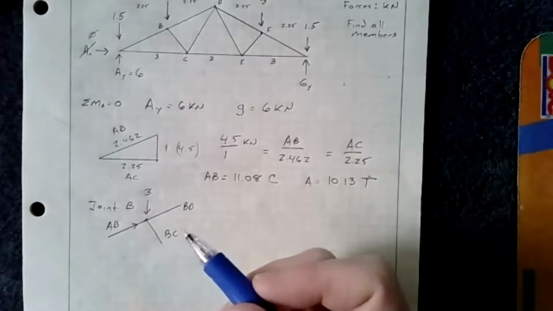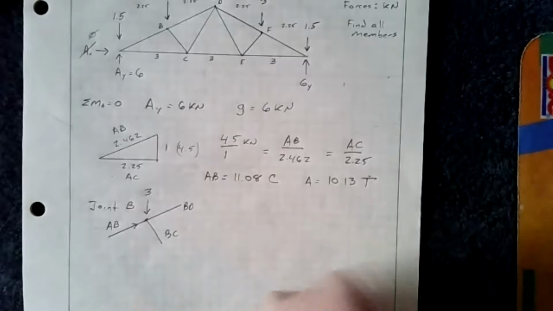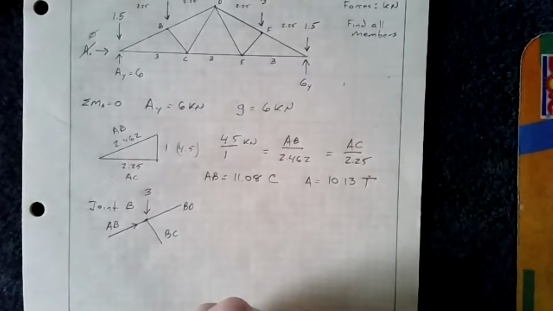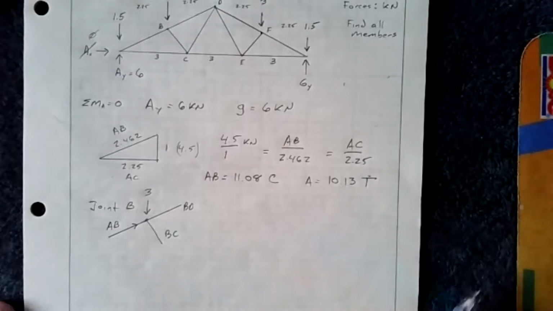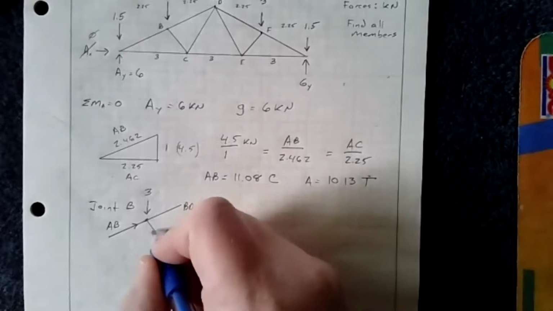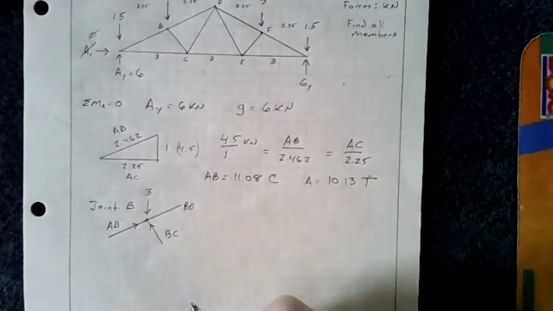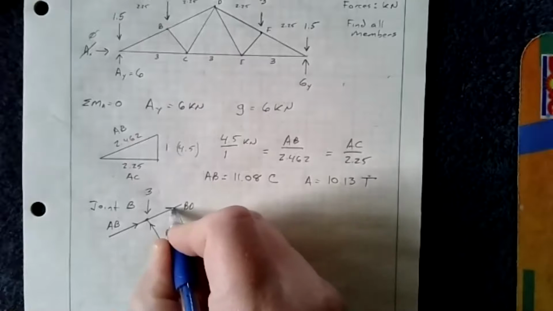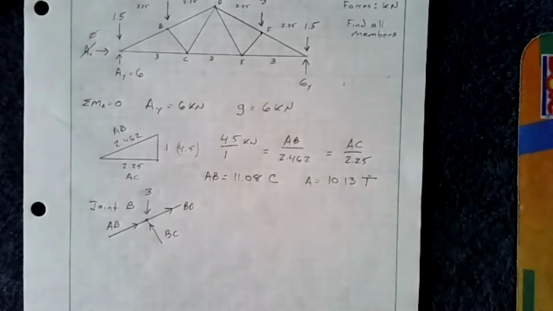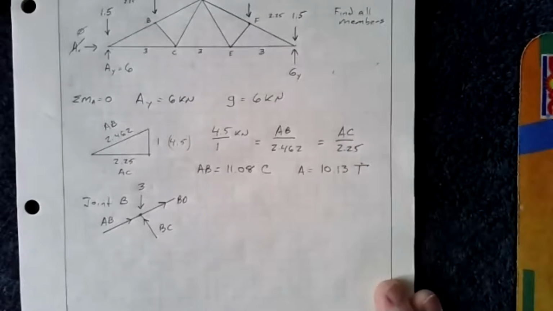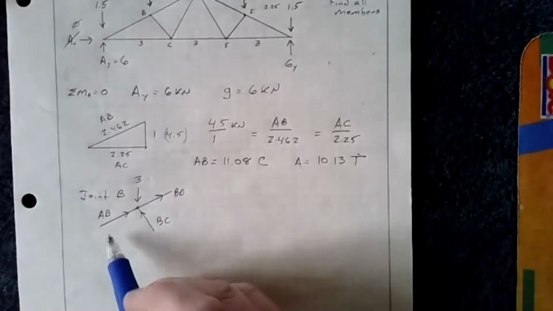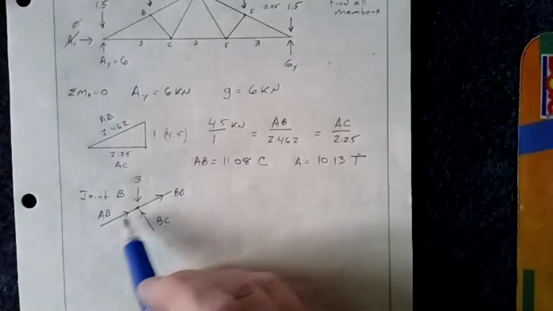So I can guess. It really doesn't matter, because if I guess and I'm wrong, my answer is going to be negative. That'll tell me that I guessed wrong. So I'm going to assume in this case that BC is in compression and that BD is in tension. That's just my guess. So I know that AB and BD have the same angle.